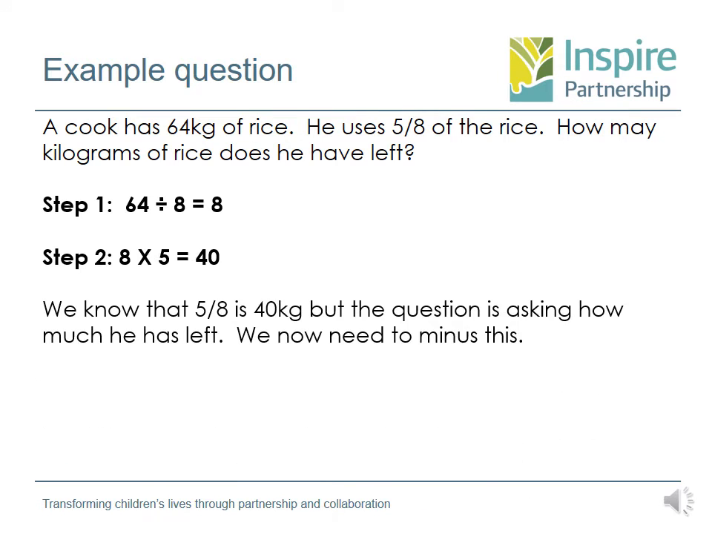So we know that 5/8 is 40 kilograms, but the question is asking how much he has left. We now need to minus this. So he has started off with 64 kilograms and he's used 40 kilograms. So now we need to know how much he has left. So it would be 64 minus 40, and the answer to that is 24. So our final answer is 24 kilograms because we mustn't forget to add the unit. And in this one, we're looking at weight, which is the kilograms.